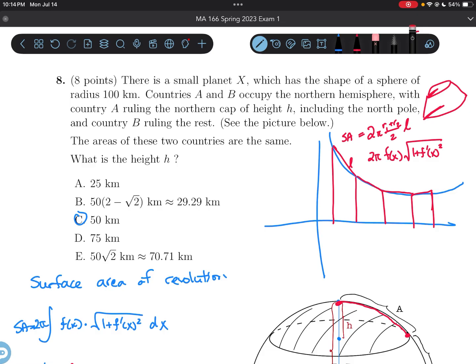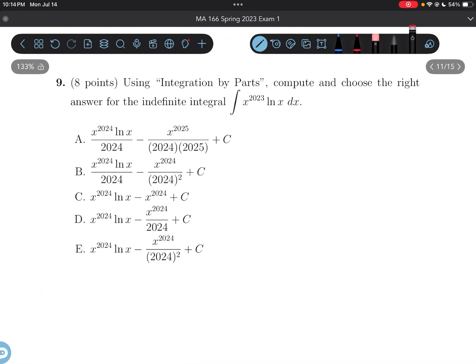Alright, moving on to question 9. Question 9 says, use integration by parts to compute and choose the right answer for the indefinite integral of x to the power of 2023 times natural log of x dx. Okay, so first of all, what is integration by parts? Integration by parts says that the integral of u dv is equal to u times v minus the integral of v du.